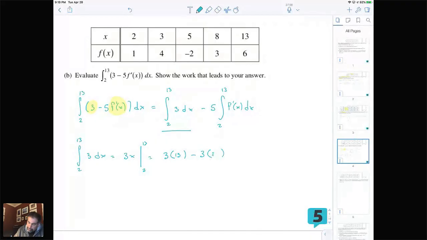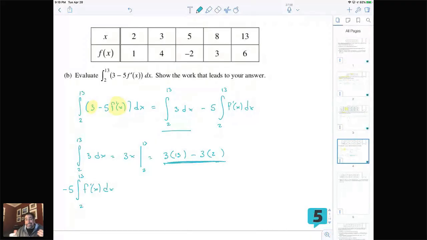So it's going to be 13 minus 2. Okay, so this is part of the answer right here. This is going to be part of our answer. The next place we're going to go is we're going to integrate f prime of x dx from 2 to 13. I caution you on this one because for this one, there's that -5, and the common thing is for students to forget that -5. So just make sure you bring that along with you, okay?